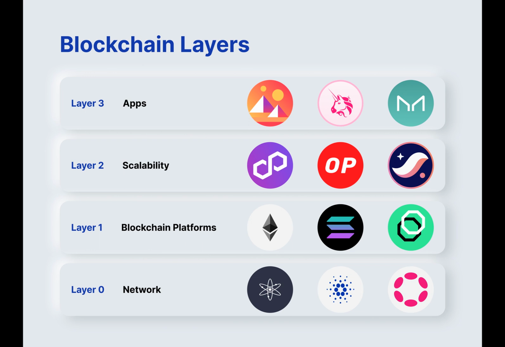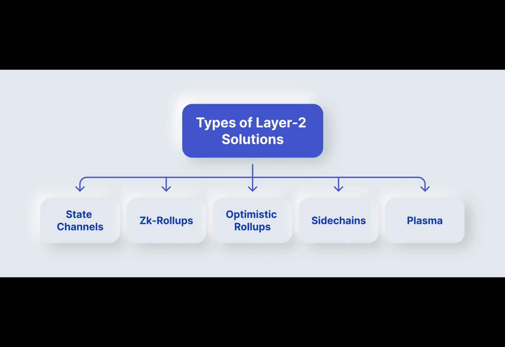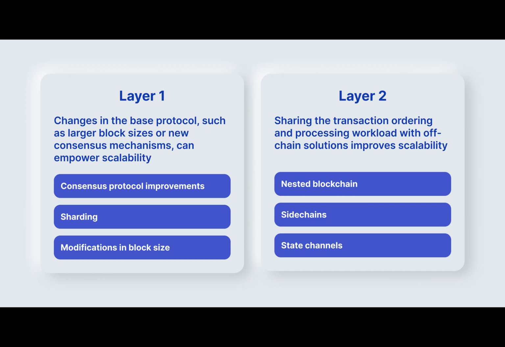Layer 1 scaling solutions fundamentally enhance the base protocol of blockchain networks, grappling with the inherent challenges of increasing transactional throughput while maintaining robust security and decentralization. These solutions are directly built into the main blockchain protocol, the bedrock upon which all else is constructed, thereby fortifying the core without relying on external frameworks or systems.